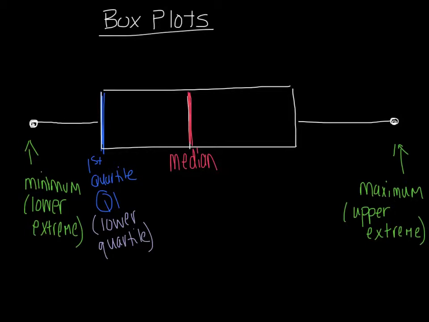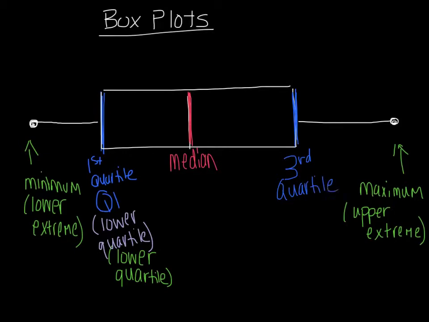And then if you look over here to the right-hand side of our box, you will see this is our third quartile, also called Q3, also called our upper quartile. Again, it can sometimes get confusing when you're looking at lower extremes and lower quartiles, and then the upper extreme and the upper quartile.